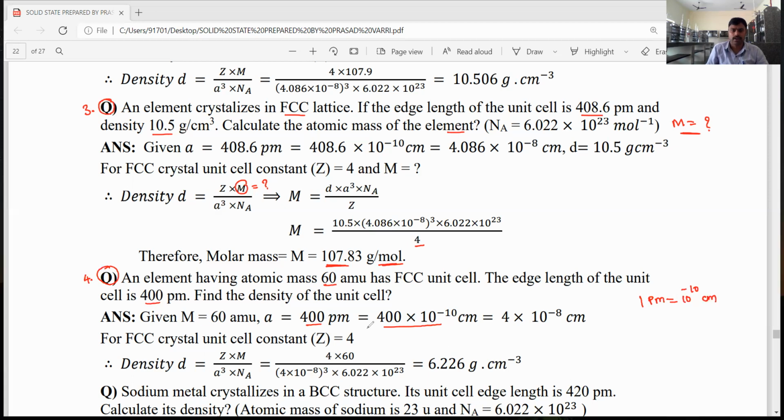Okay, dear students. Now the atomic mass M is equal to 60 grams or 60 AMU, atomic mass units. For FCC, Z is equal to 4. Then D is equal to Z into M by a cube into Na. Just substitute, and the density of the unit cell will come to 6.226 gram per centimeter cube. Let's see the fifth question, dear students.